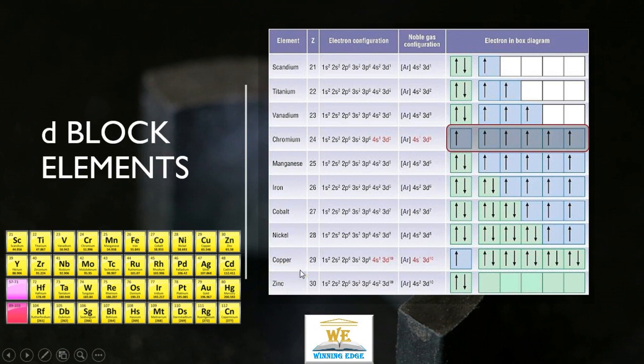In zinc again, we have a fully filled 4s and d orbital. This is all about the 3d series.